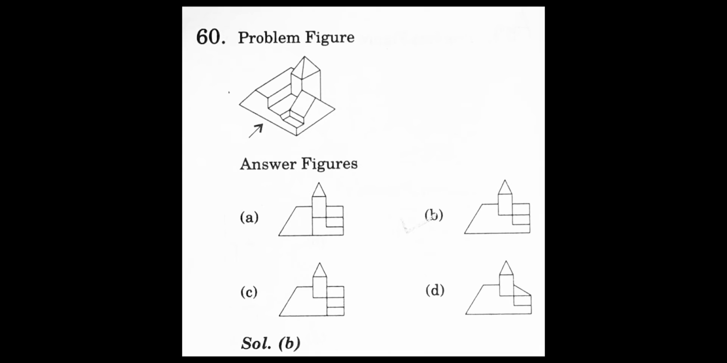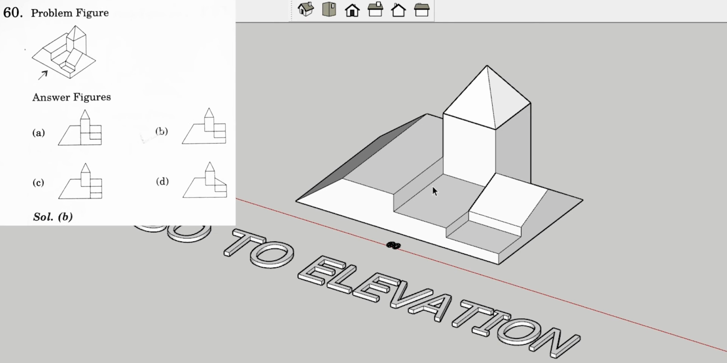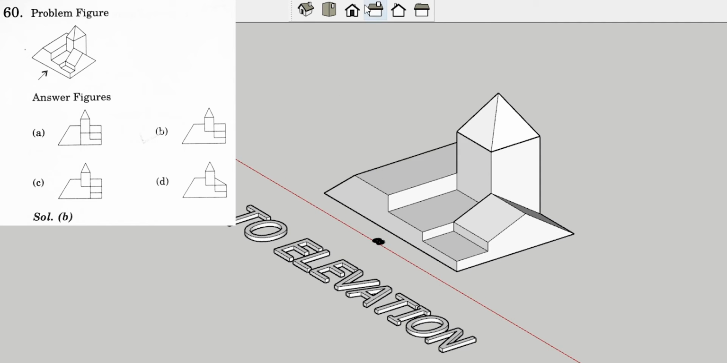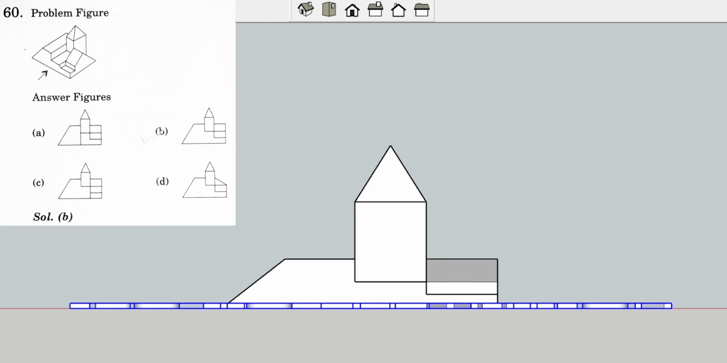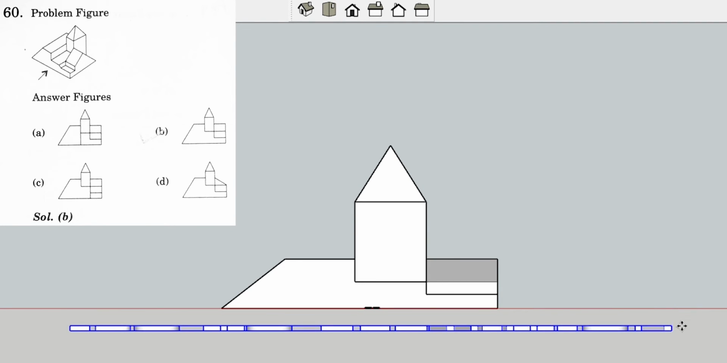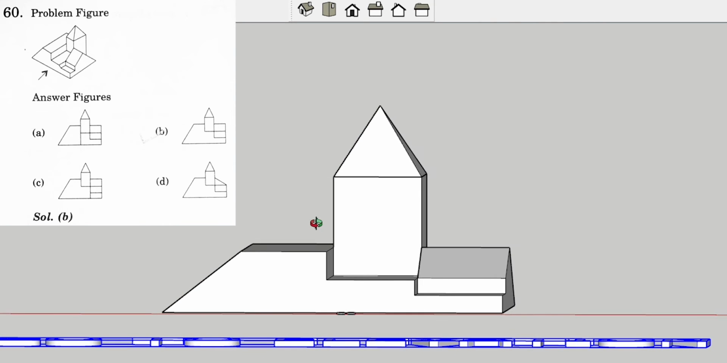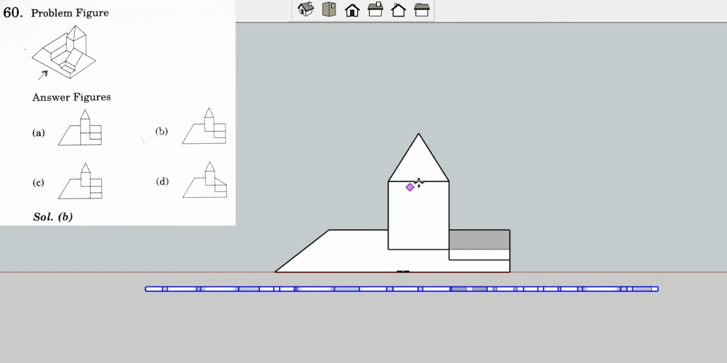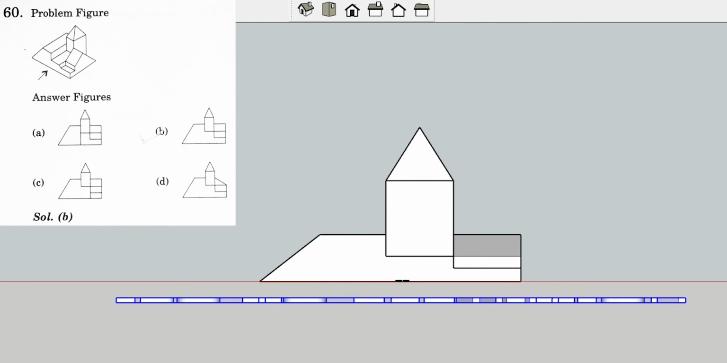This is the third question that we are going to look at. So here is the 3D and the options are given here, and we have to find the elevation from this direction. Let's jump to the 3D model. This is the model that is given in the question, so we will see it from the side. So this is the elevation that we are going to get, and from the options given, B is the correct answer, as the elevation in the model is matching with the elevation given in the option.